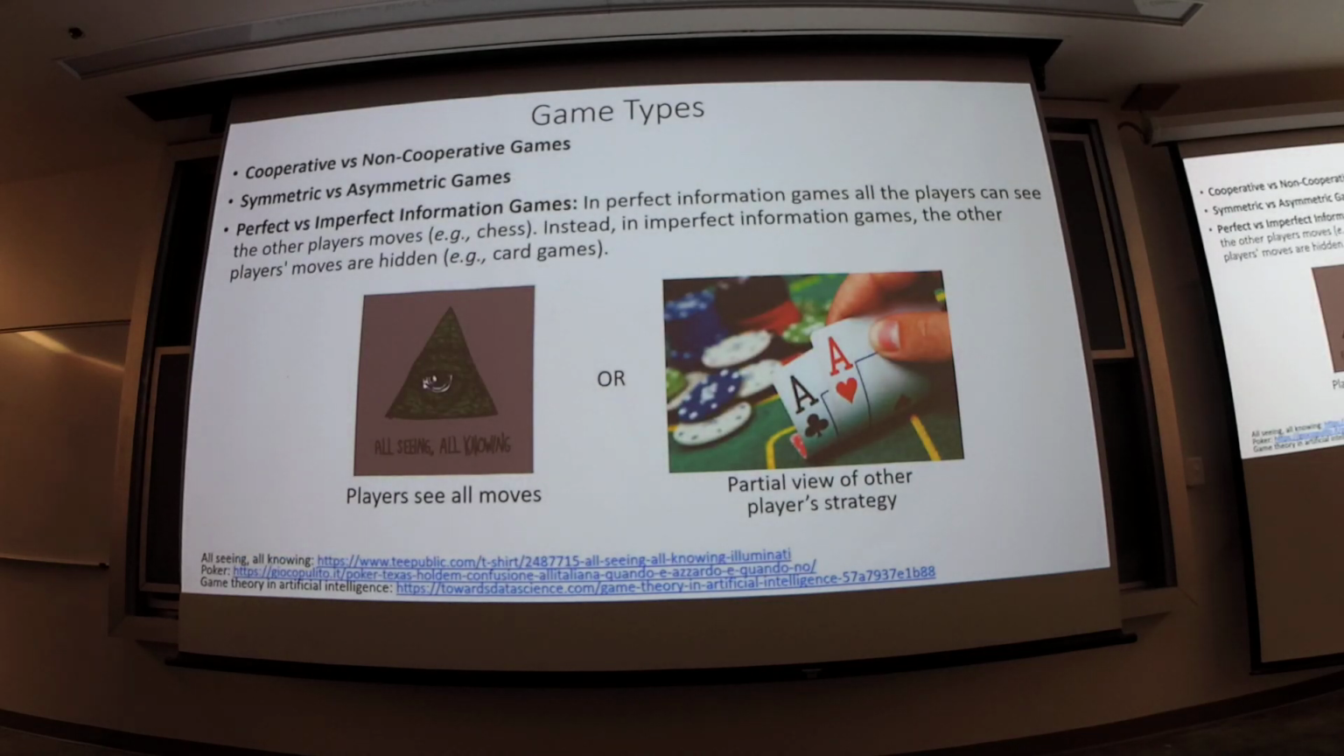So we have perfect versus imperfect information, which is the thing I was telling you about. In perfect information, each player knows the state of the game and the strategies of each opponent at each point in the game. So each player has a full view of the state of the game. While in imperfect information, there's only a partial view of the other players' strategy, and so it becomes more of a bet, right?